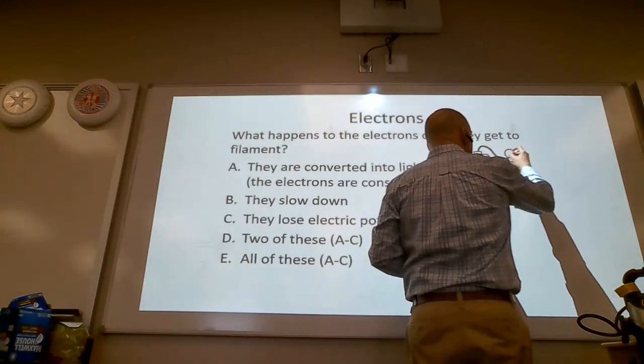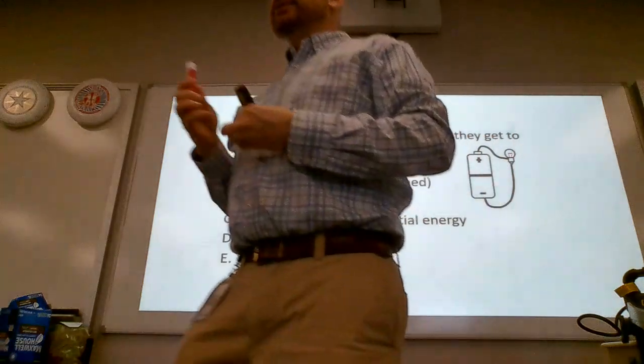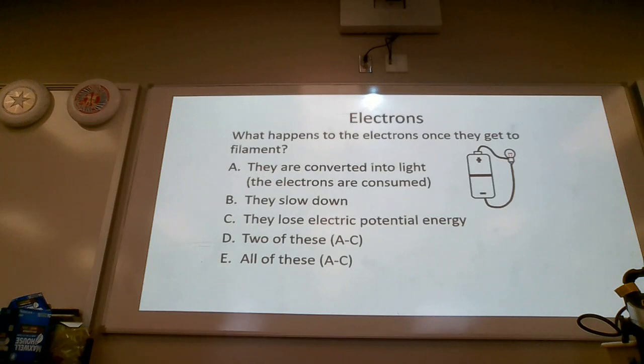This actually is like on the river, the shallow part. So electrons are actually moving really fast through the filament. Okay? But they're converting their potential energy to heat and light. Good there?